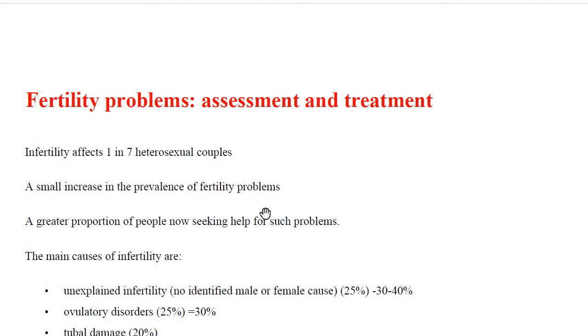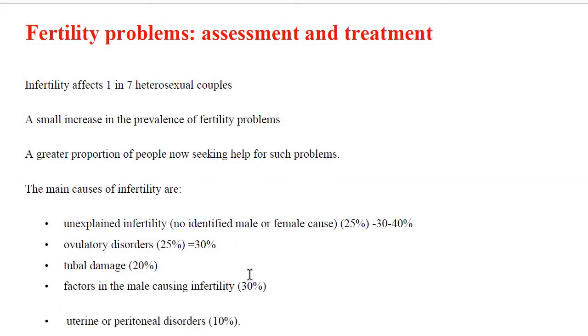problems, how do we assess them, how do we manage them. So infertility affects 1 in 7 heterosexual couples, and there is a small increase in the prevalence of fertility problems, and a greater proportion of people now are seeking help for such problems. Why? Because the awareness is spreading, so if there is a solution, people really like to benefit from it.